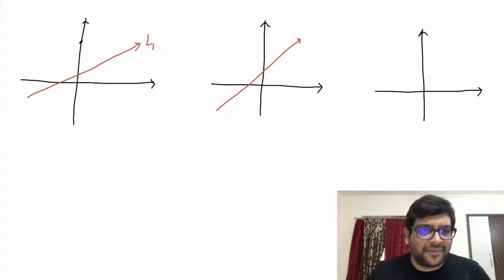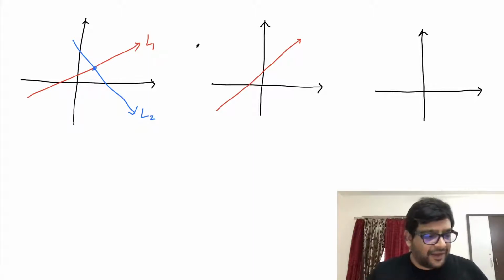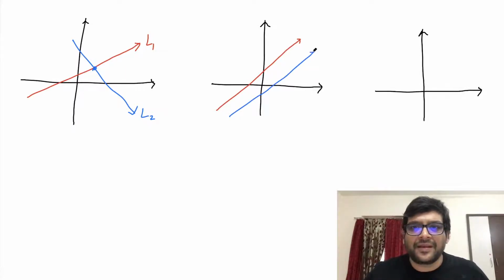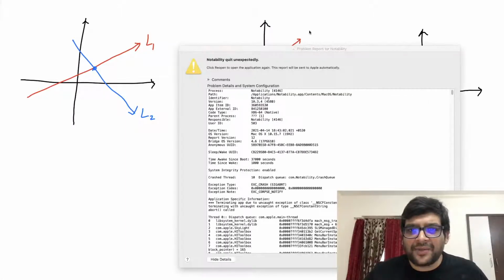So this becomes my second line. This is L2, and this becomes my point of intersection. Now, it's not necessary that I'll always have this point of intersection. It is possible that this will be my line L2, which does not intersect with my line L1.